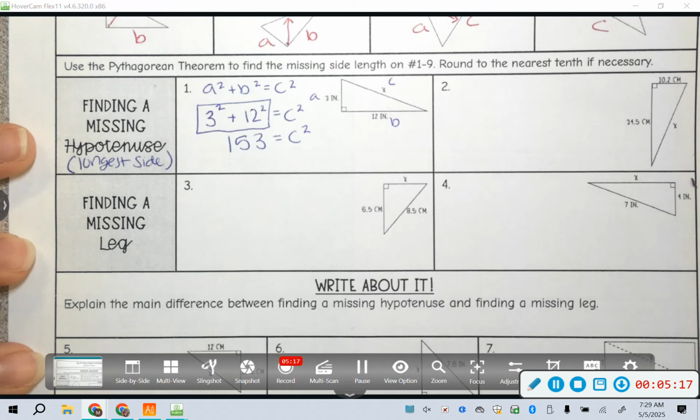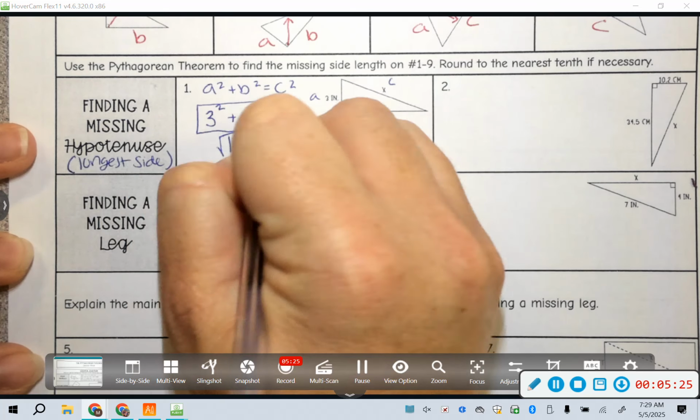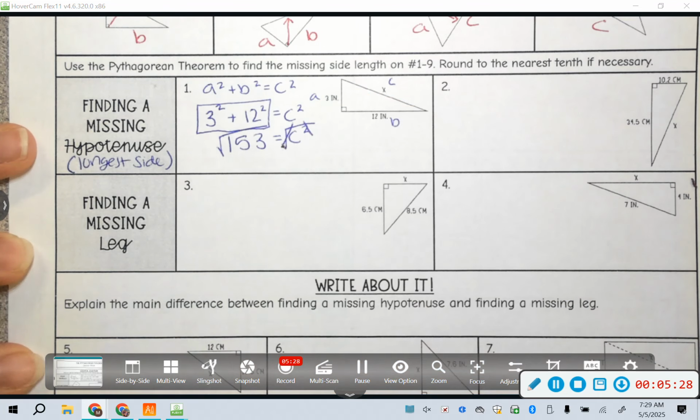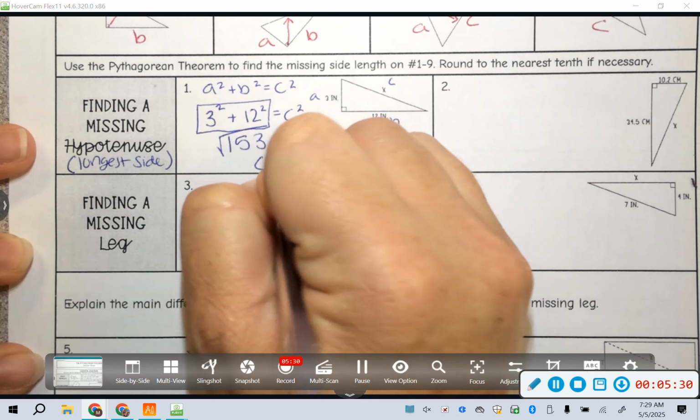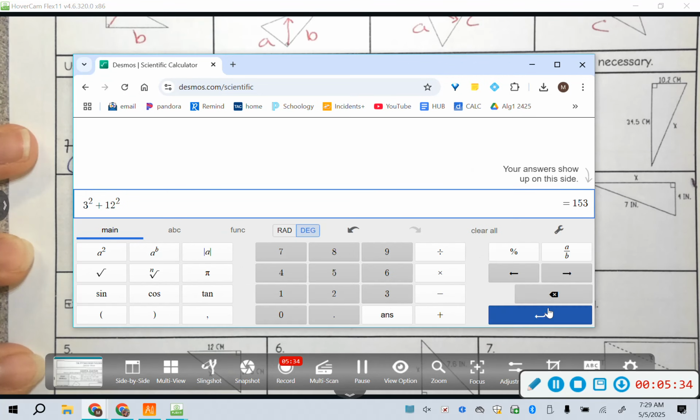Now here's my question. How do I get rid of a squared so I can find c? A square root. So I have to square root both sides to figure out what c equals. Remember, the square root cancels the squared, and we get c equals, bless you. We're going to do the square root of 153. And it gives me an ugly decimal, which is fine.